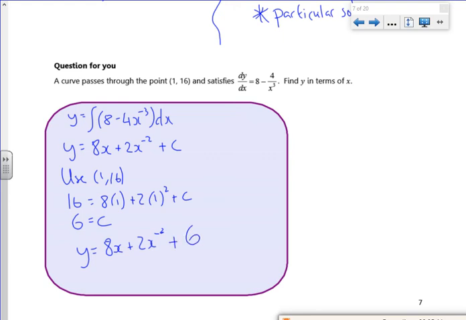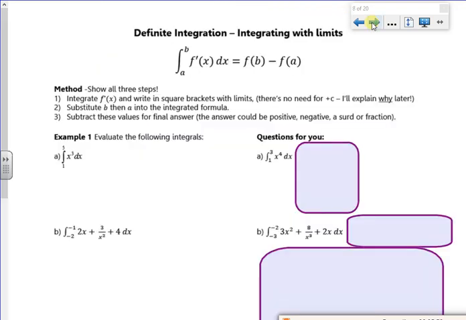So when I integrate the dy by dx, it goes back to 1. Right, so I'll look on the next page. This might be a stop the video, but yeah, it is. I'm going to stop the video there because this is something new for us.